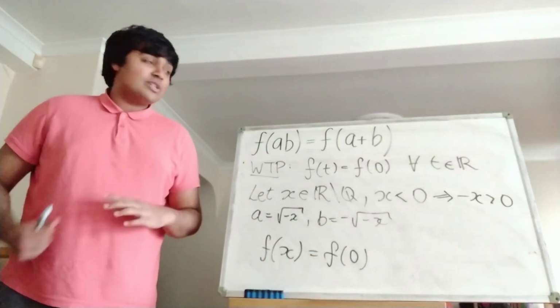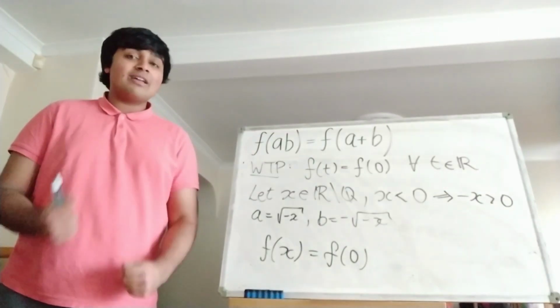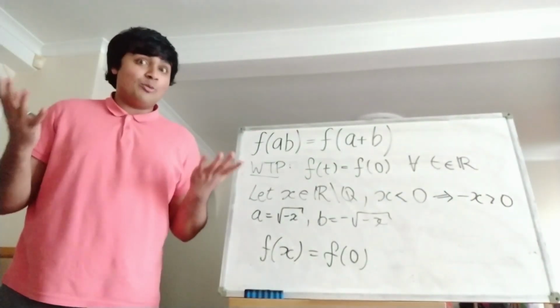The next thing I want to do is show that f of x equals f of 0, where x is a positive irrational number, and then we'll move on to the rational case and we'll be done.